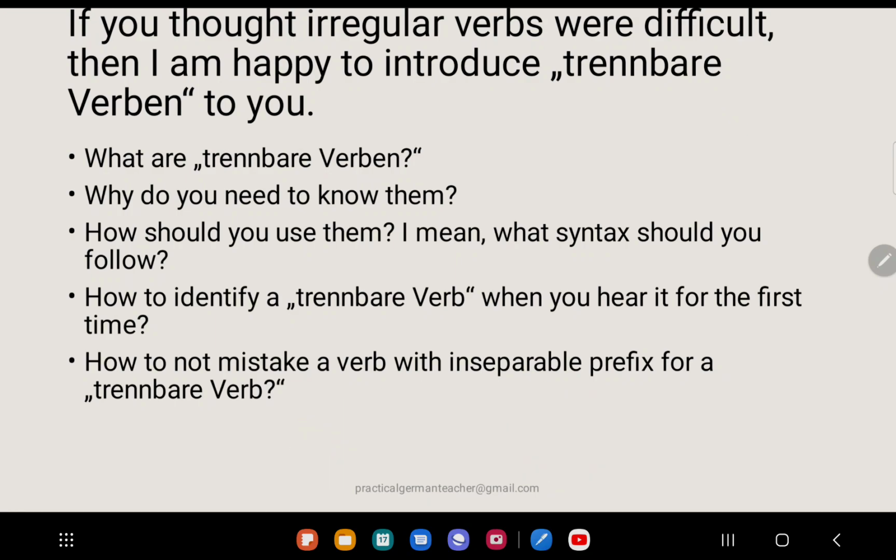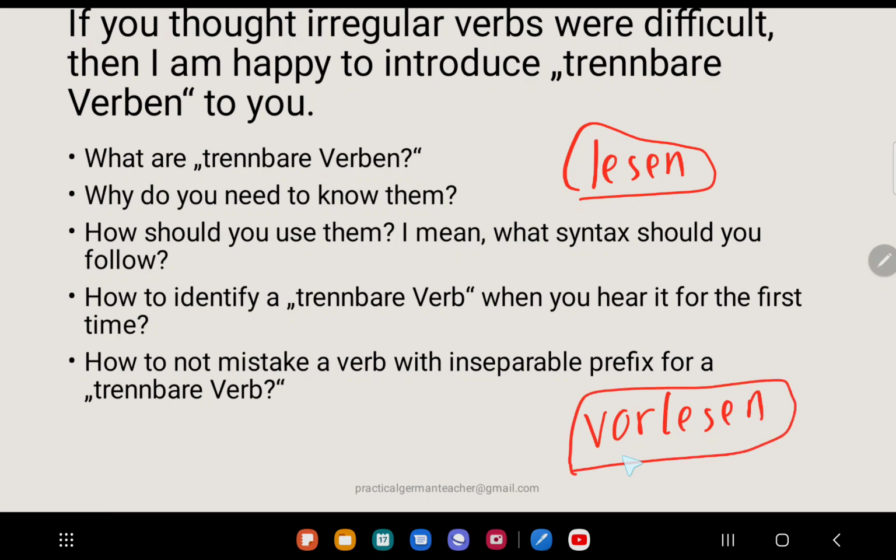What do I mean by that? For example, you have lesen, right? This means to read. Then there is this verb vorlesen, right? They both mean the same, but you can use vorlesen when you are reading to someone. Let's say you read a bedtime story to your kid. There vorlesen is more accurate to use than lesen. When you use it, depending on the case, you only conjugate this part and this is separated. We'll look at the examples. It becomes much clearer over there.